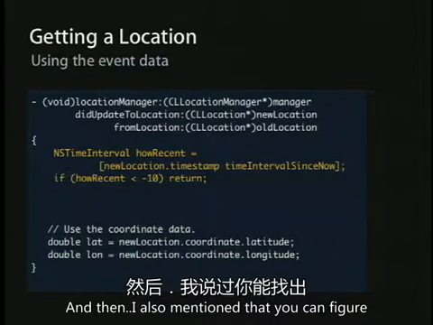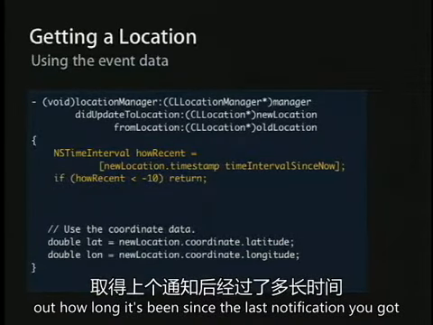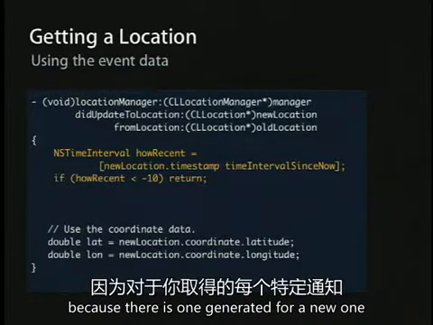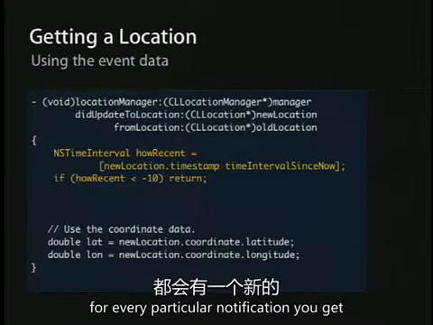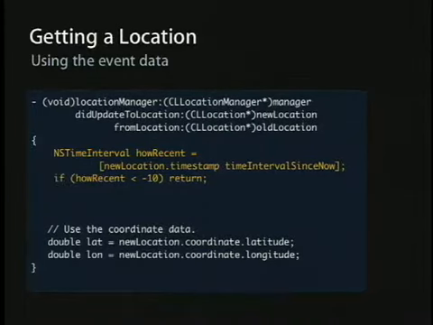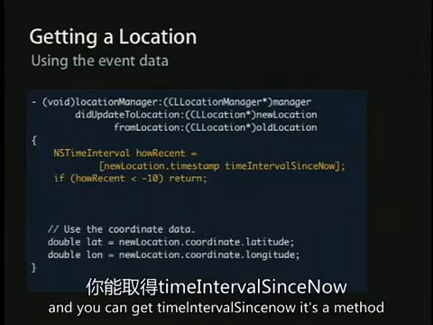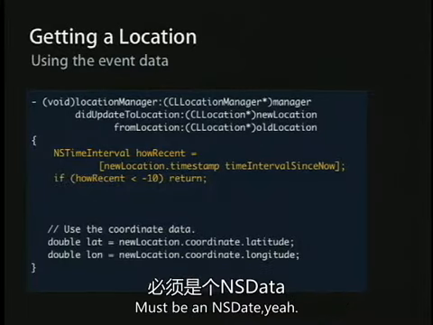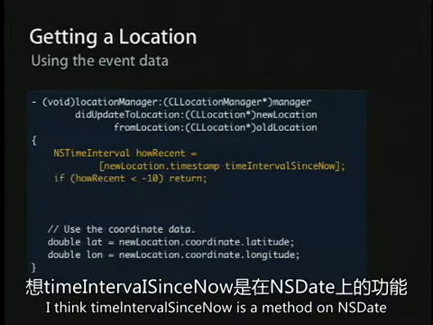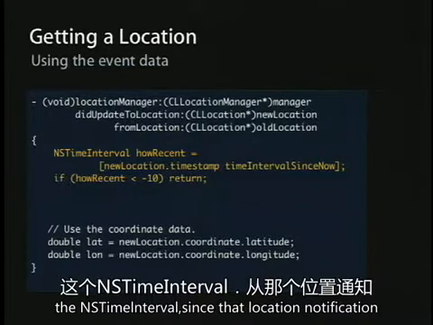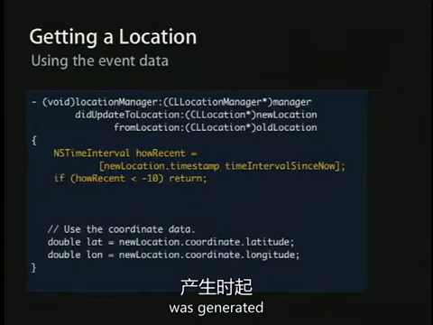And then I also mentioned that you can figure out how long it's been since the last notification you got. So there's actually a timestamp property on a CLLocation, because a new one is generated for every particular notification you get. They're actually also timestamped. So newLocation.timestamp is the time that location was generated, and timeIntervalSinceNow is a method on, I guess it's an NSDate, right? Must be an NSDate, yeah. So that'll basically tell you how long it's been, the NSTimeInterval, since that location notification was generated.